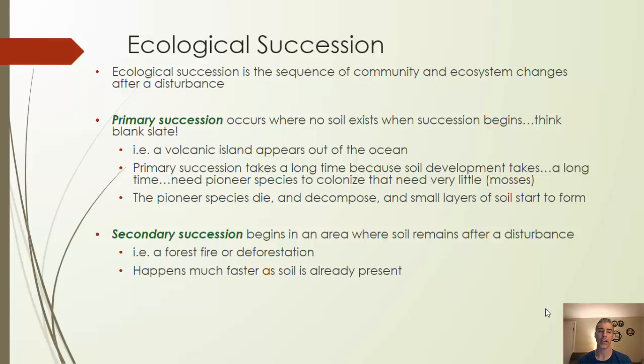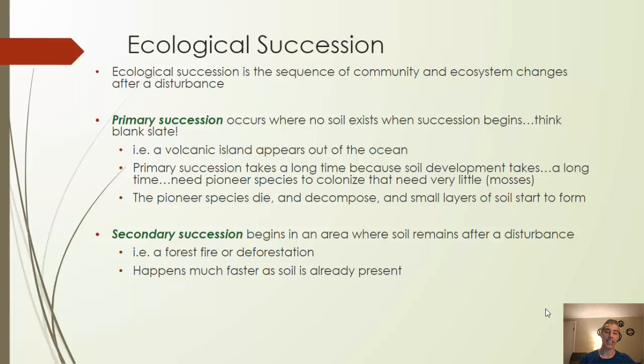That takes forever. You need pioneer species that can survive on almost nothing, like mosses can do that. They live on rocks. You've seen that before. They can get their nutrients from very little, and they grow there. But then the moss dies, and it starts to accumulate soil due to the dead moss and the organisms that break the moss down. Now we get layers of soil. More complex organisms can start moving in. More complex plants, they die. Then you get more soil, and eventually you get other species living on those plants and things like that. So it takes a lot of time for primary succession to become this complex community.